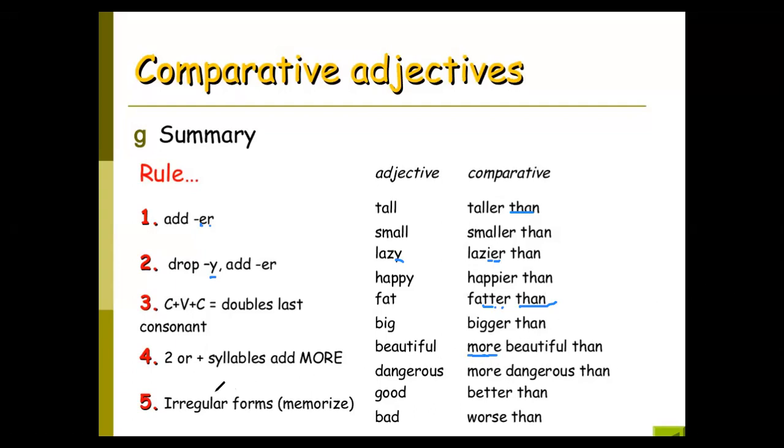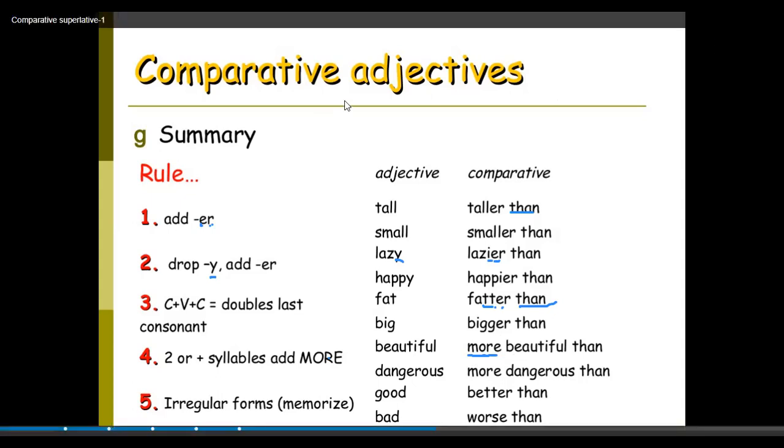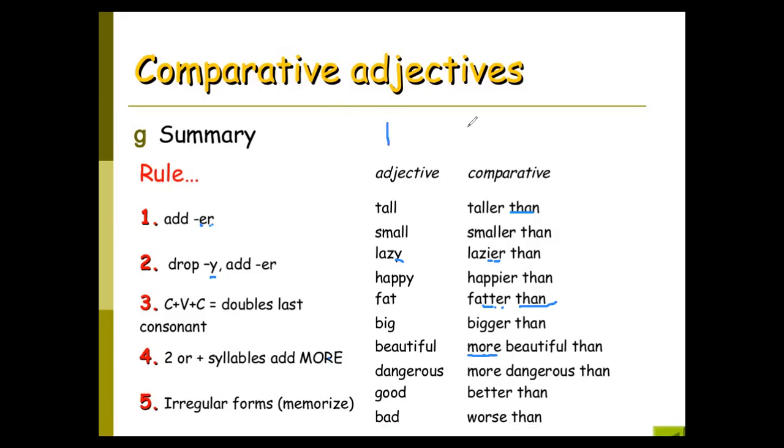And the last rule we have is for irregular forms. Irregular forms means that they are words that will never take er or more. They will change their faces if they want to become comparative. So good will be better than. Bad will be worse than. Far will be further than. More will be much. These are the irregular what? The irregular adjectives. This is for the comparative, which means that I want to compare between two people. This is why we call it comparative.